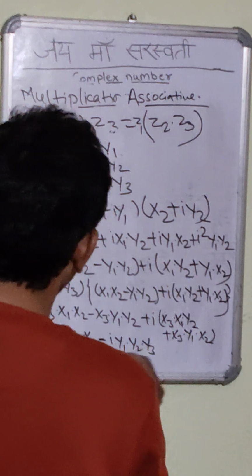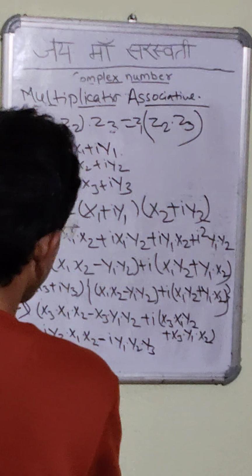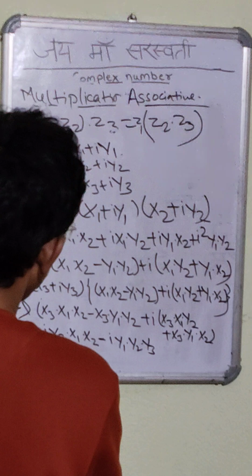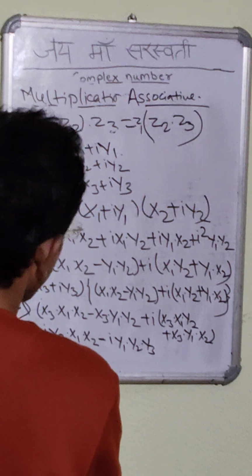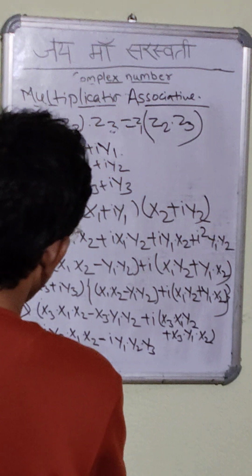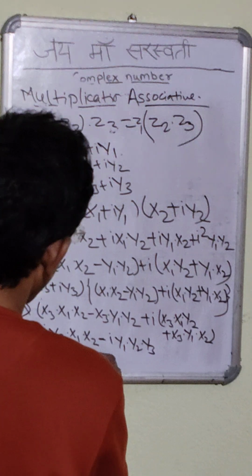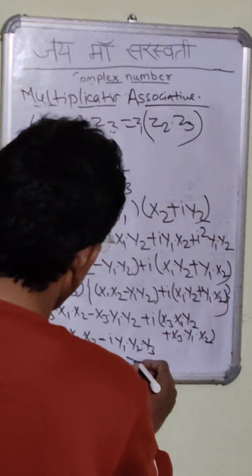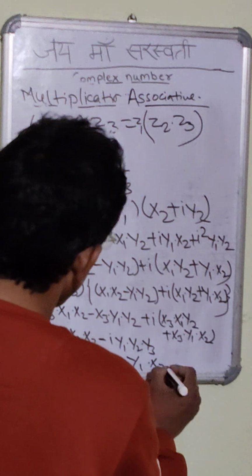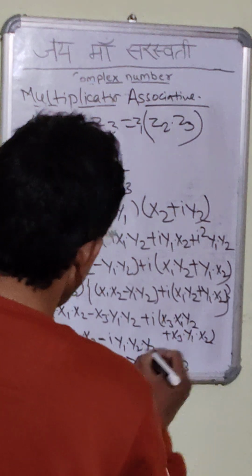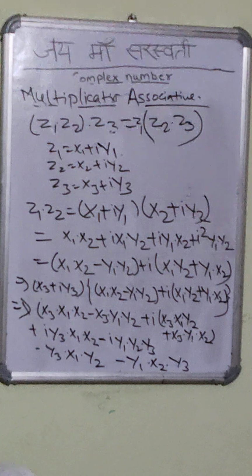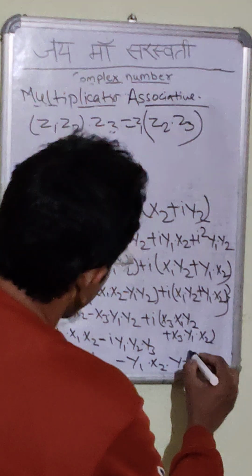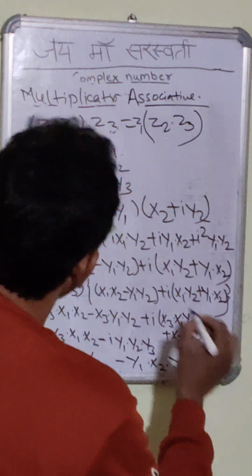Again we are multiplying this one part here. So it will be i into i, minus i square, that is minus y3 into x1 into y2, and minus y1 into x2 into y3. So that is the basic operation which we have performed here, and this is the first expression.